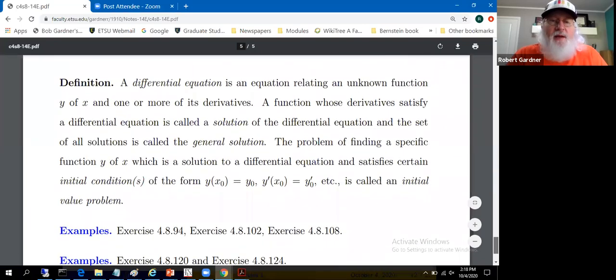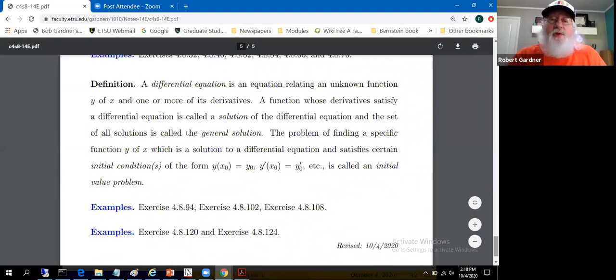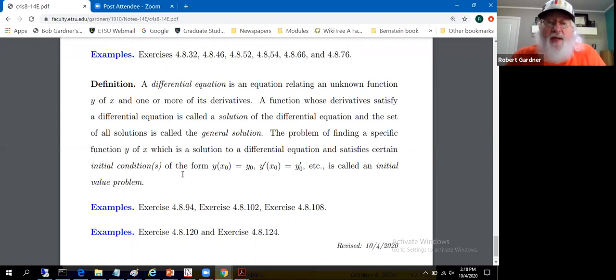Okay, we went through that pile of exercises, some more ideas on differential equations. So we'll go through and use this in solving initial value problems. Formally, a differential equation is an equation relating an unknown function, y of x, and one or more of its derivatives. The functions whose derivatives satisfy a differential equation is called a solution to the differential equation.